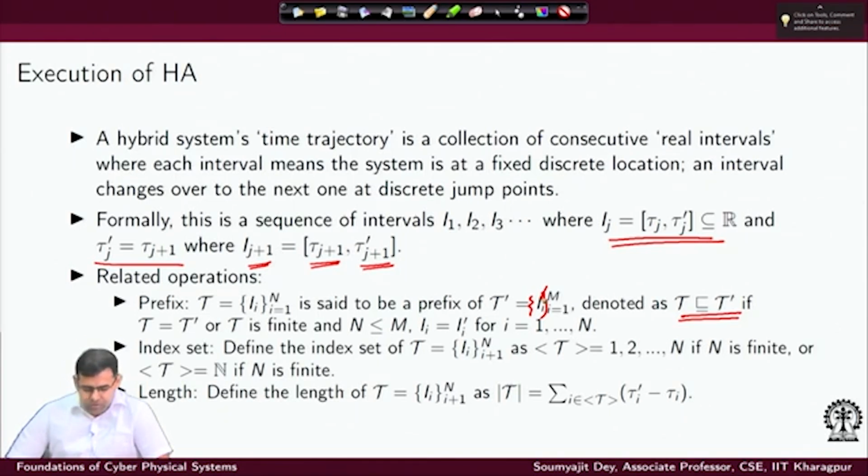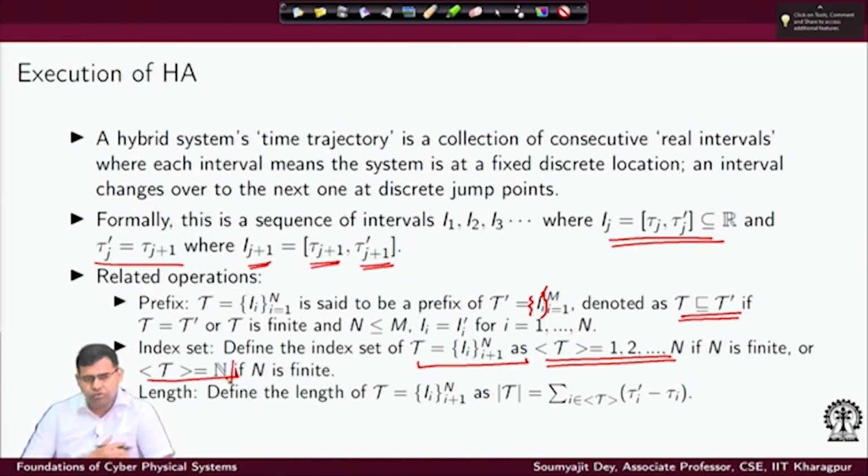Now, we have another thing called the index set. This is my tau, and the number of such switches, that means the number of intervals that we have, is given by the index set. If there are n such intervals, the index set has values 1 to n, if n is finite. If this run has an infinite number of such consecutive intervals, then the index set is nothing but the set of naturals, because it just continues infinitely.